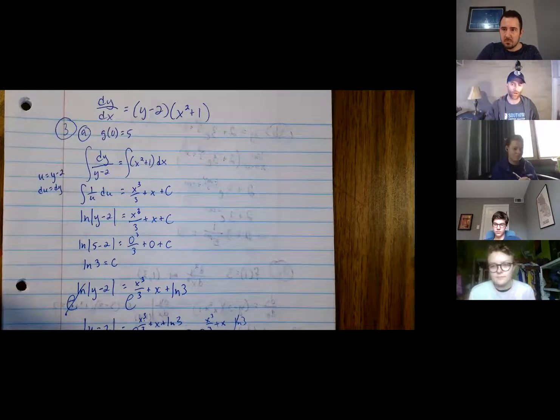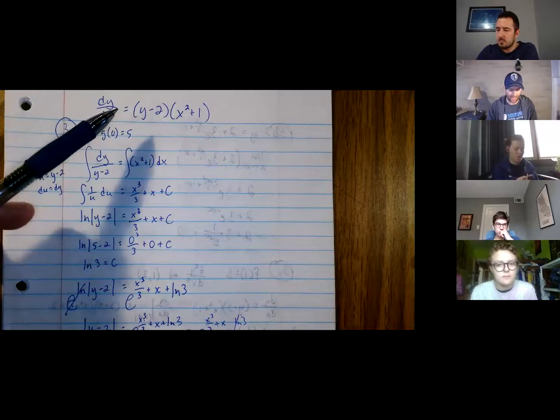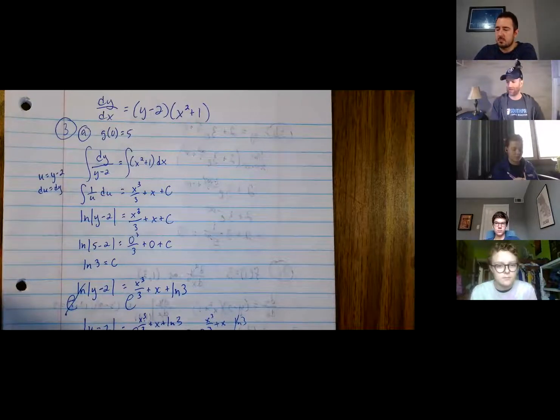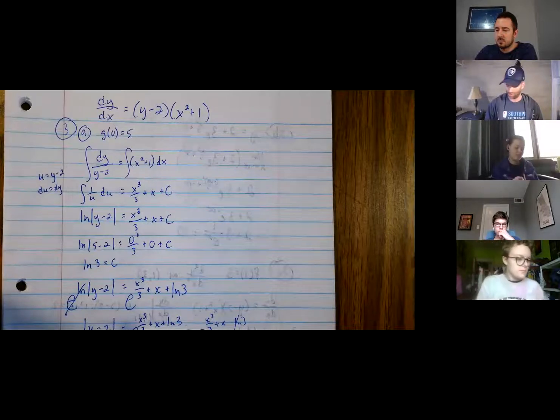All right, so I'm going to talk through this in a little bit more detail. Consider the differential equation dy/dx equals (y minus 2)(x squared plus 1). Find y equals g of x, the particular solution to the given differential equation when g of 0 equals 5. All right, so this is a classic question. If I had to guess, and usually I do try to guess, this is definitely going to be a question on everyone's version of the AP test that you're going to see. Solving a separable differential equation.